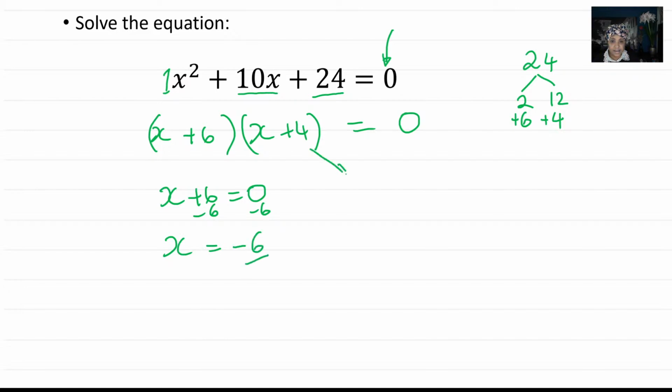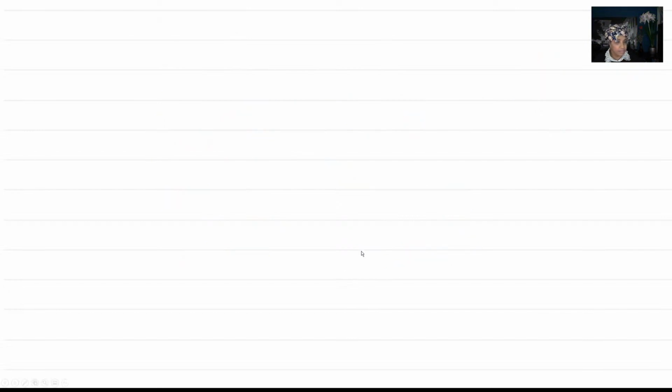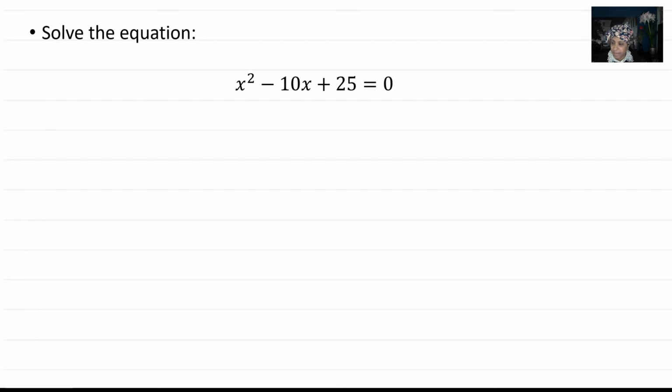Then we take this second bracket and make that equal to 0. So x plus 4 is equal to 0. Take away 4, both sides. So x is going to be equal to negative 4. And these are your solutions. Okay? Next question. I'm going to give you guys a minute to try to solve this one. Off you go.